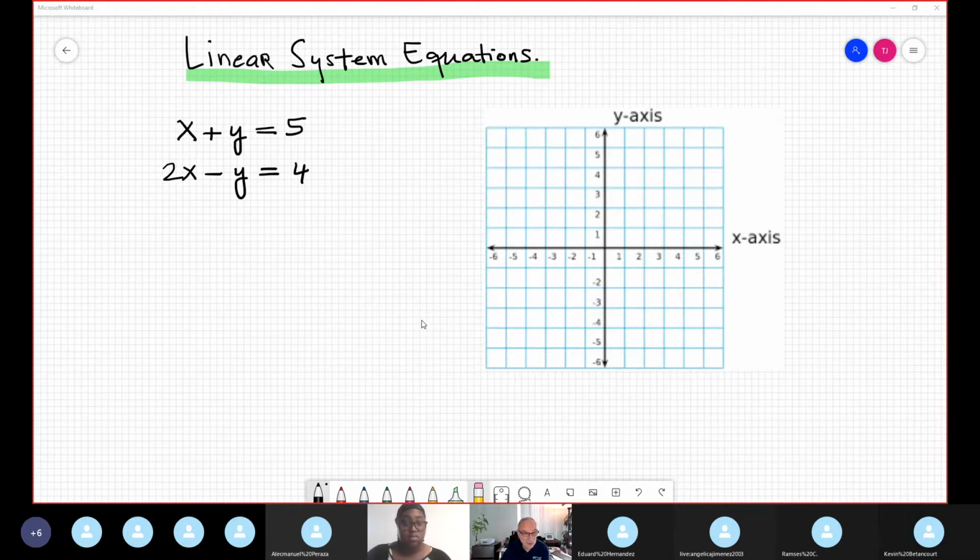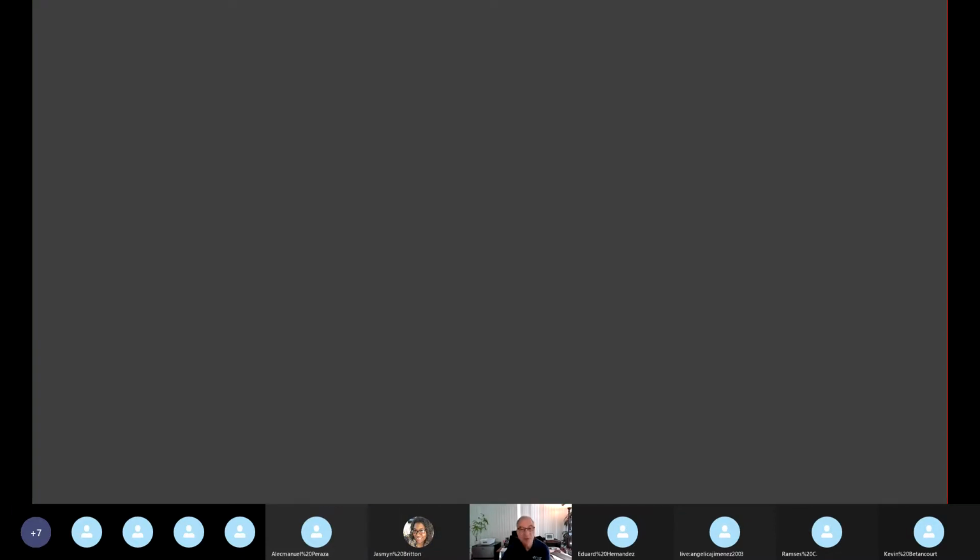We are discussing now linear system of equations. What is that? It's two equations. Equation number one, this is the number of the equation. Equation number two.